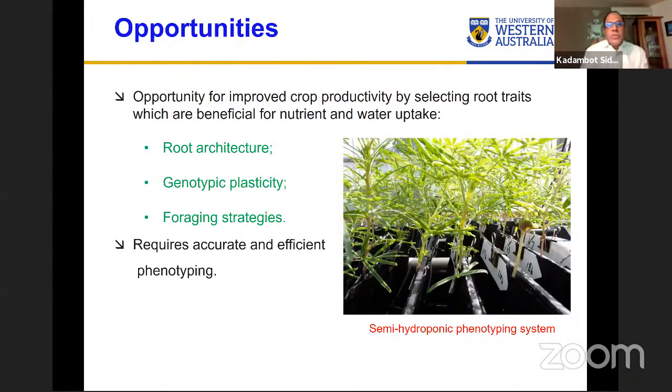So now let us look at the opportunities. What are the opportunities for improved crop productivity by selecting for root traits which are beneficial for nutrient and water uptake in a particular environment? We can look at root architecture, genotypic plasticity, and foraging strategies. But the problem, as I mentioned at the beginning of my talk, is that accurate and efficient phenotyping is an issue. In this picture, I have shown a semi-hydroponic system which we have developed, and it is published. I'll show the paper. This is a legume plant, lupin, growing in a bin system where we can absolutely trace the root system. I'll show some slides.